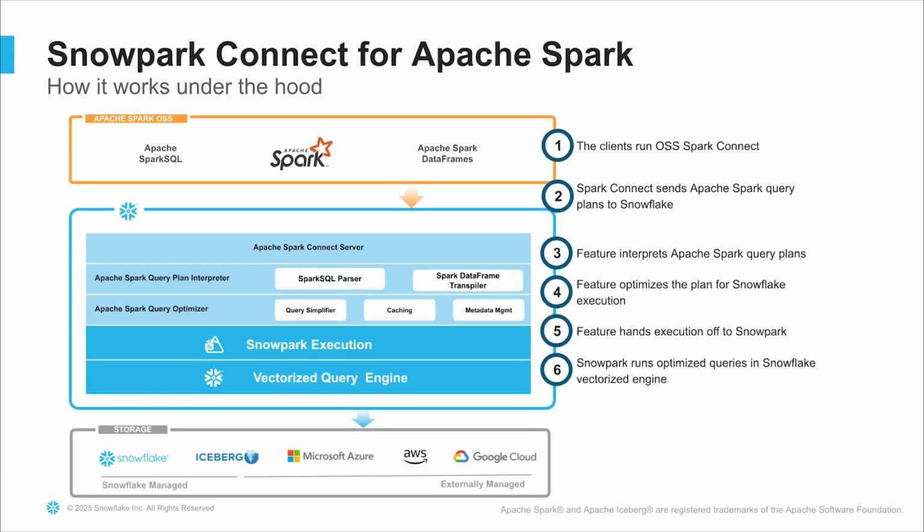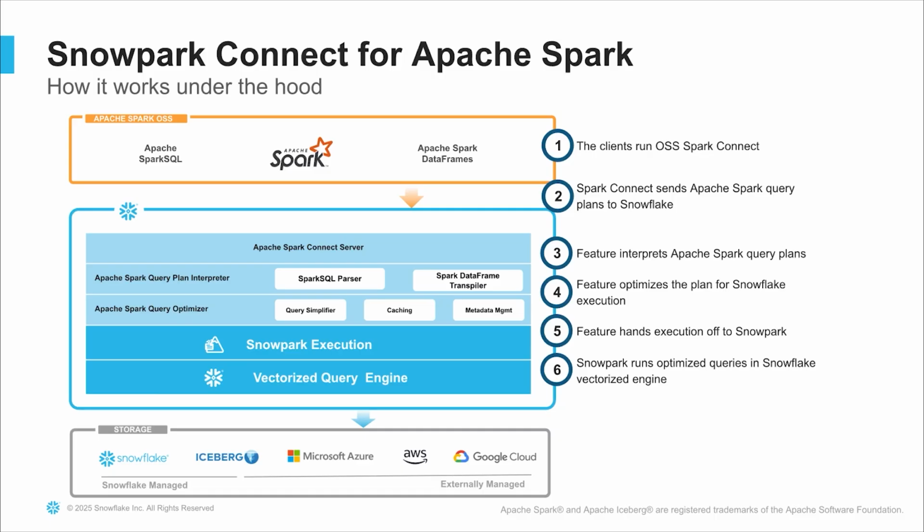So at a high level, this is the architecture of Snowpark Connect. And you'll notice that this gold outlined section at the top is running essentially on your machine, and that's running open source Spark. You write your Spark code, and what happens is Spark Connect, which is the open source protocol that we leverage, sends over Spark query plans to Snowflake, and that's step 2 on this diagram here.